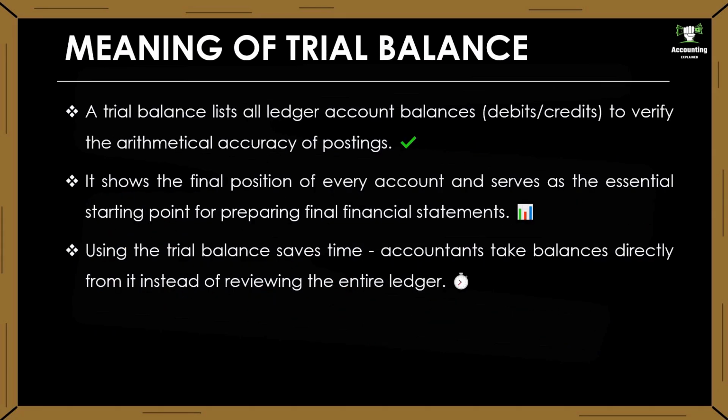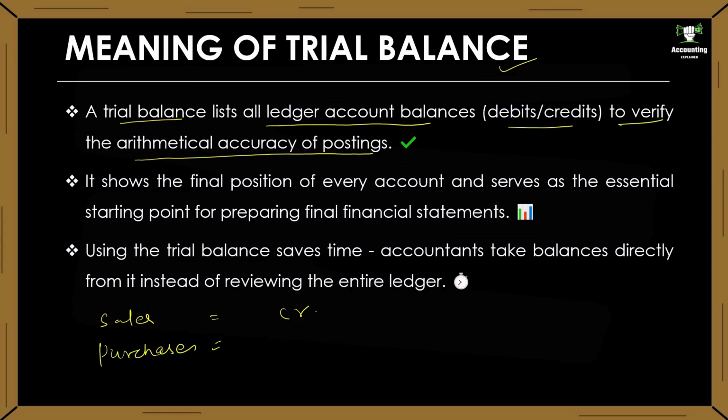Now, let us see the meaning of trial balance. A trial balance lists all ledger account balances, debits or credits, to verify the arithmetical accuracy of postings. So, it will take all the balances from the ledger accounts. Suppose sales. Sales will have a credit balance. That amount will be taken from the ledger account and posted on the credit side of the trial balance. Purchases. Purchases is an expense, so it will have a debit balance. Amount will be taken and will be posted on the debit side of the trial balance.